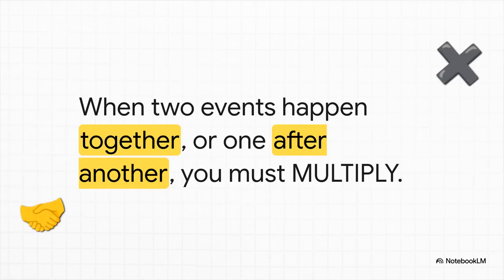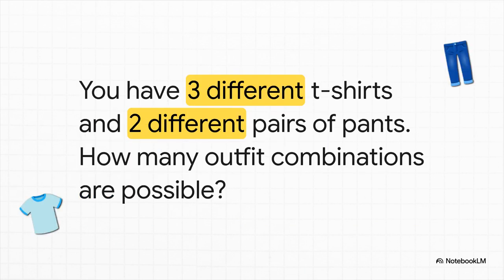Okay, so that's or, but what about when things happen together or at the same time? That's where our other keyword, and, comes into the picture. And this time, we're talking about the multiplication rule. Here's a classic example you've probably faced before. Let's say you've got 3 different t-shirts you like, and 2 pairs of pants that fit. To make an outfit, you need to pick a t-shirt and a pair of pants. So how many different outfits can you actually put together?